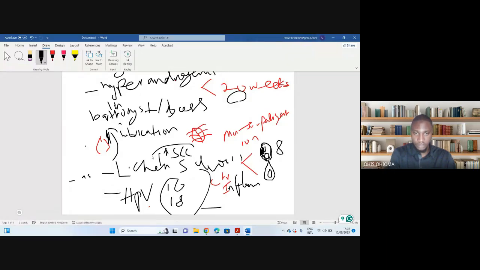And when I was talking about vulvar cancer, I mentioned the 2 types. We have the non-HPV causes of vulvar carcinoma, and then we have the HPV causes. That's why I talked about lichen sclerosus. Lichen sclerosus causes the non-HPV type of vulvar carcinoma. And then I talked about HPV, where strains 16 and 18 are the commonest strains that cause vulvar carcinoma.